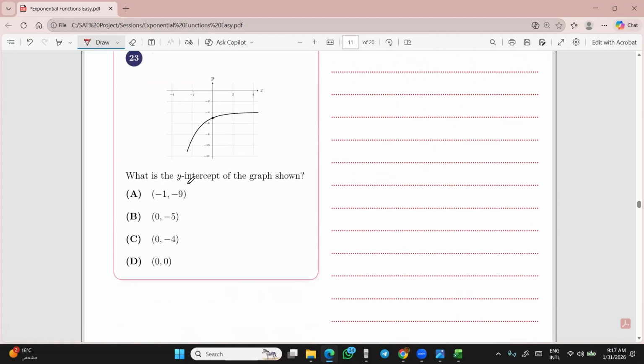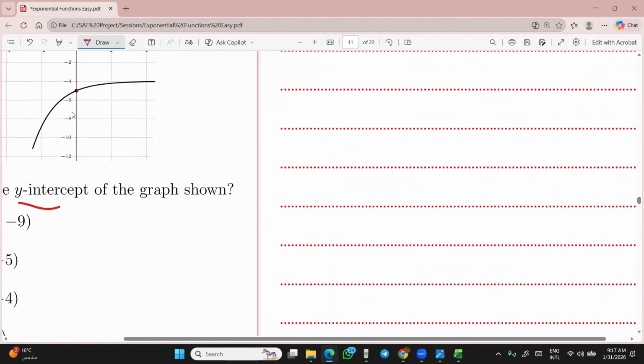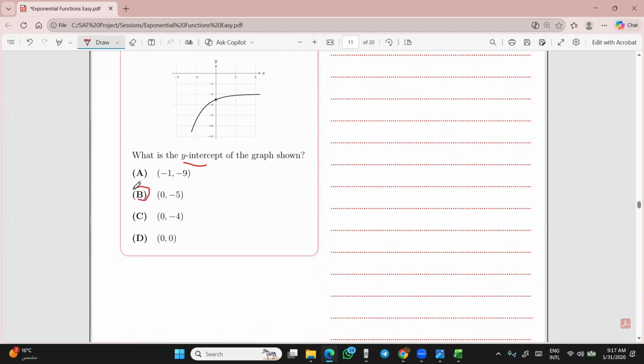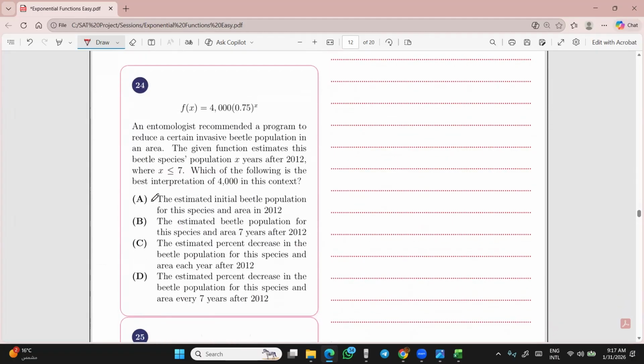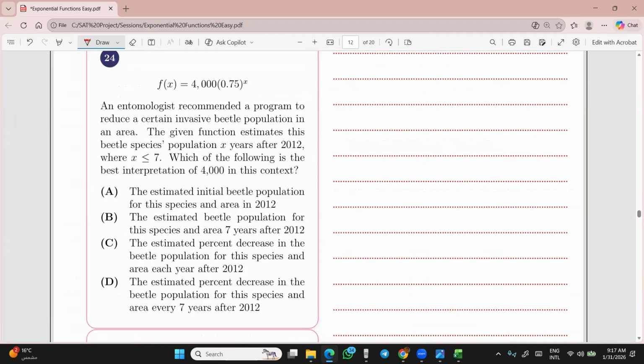Here as well, we need the y-intercept. Of course, this point, let's zoom in to find it. It's -5. Between -4 and -6, it should be -5 in the y value. So 0 and -5, letter B. And number 24, we have this function written here.